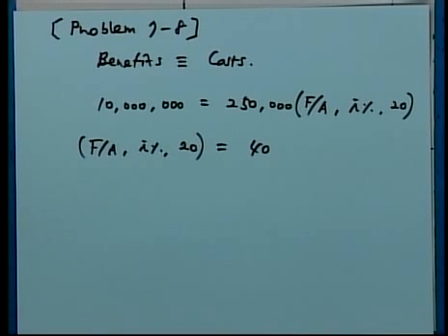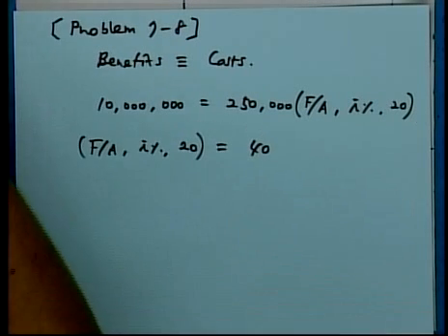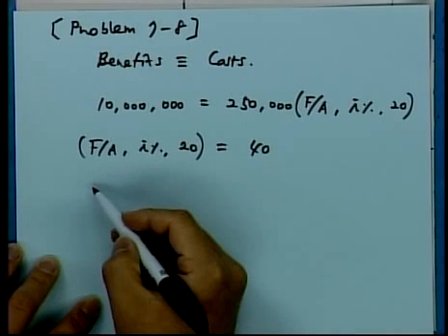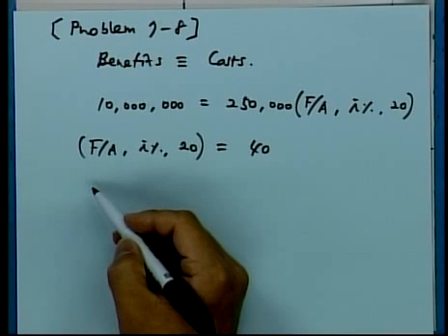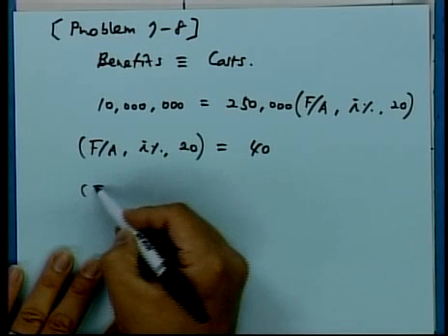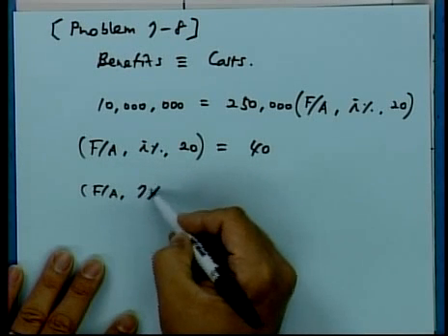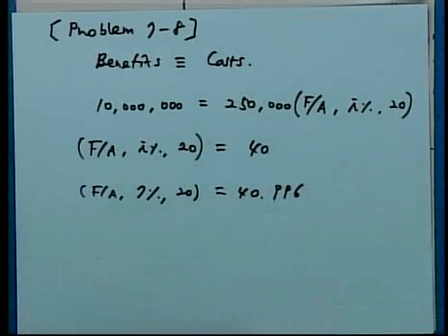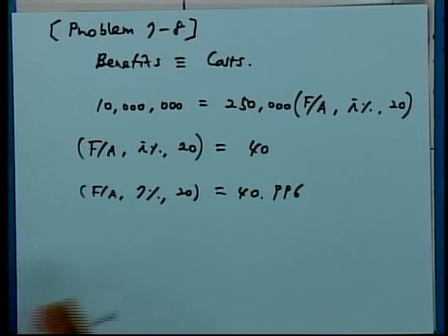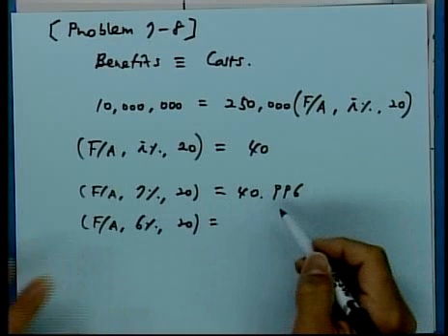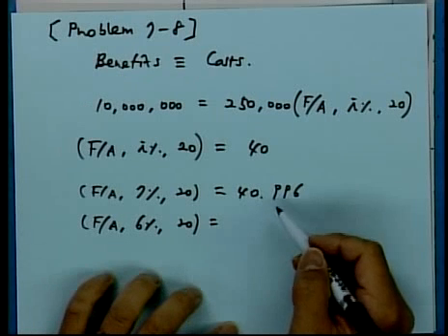Actually, the compound interest table from Appendix C provides 40.996 at 7%. What about 6%? 36.786.